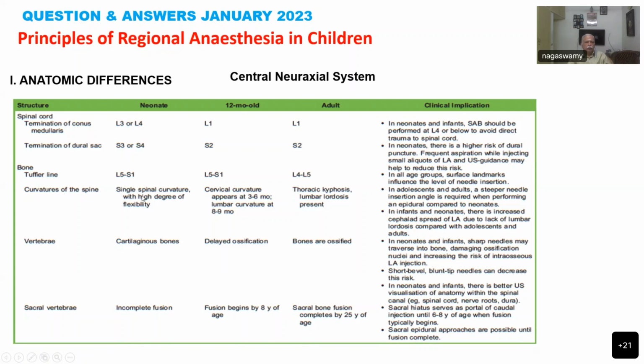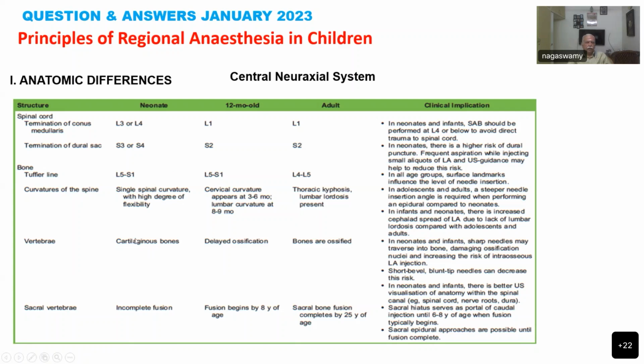And the curvature of the spine, which he mentioned, is highly flexible, because the ligaments are all very soft. It is always better to hold the child in a sitting position rather than in the lateral position, whatever procedure you want to do. And scoliosis and kyphosis all develop later, only in the adult.